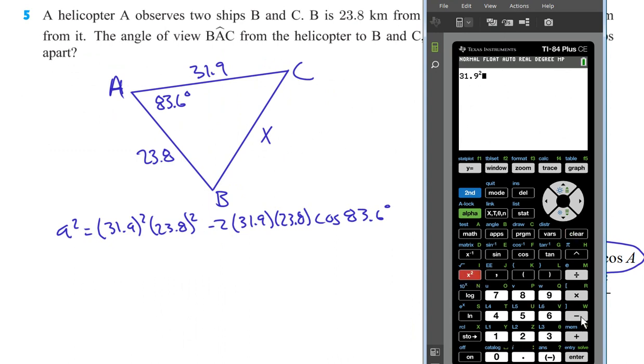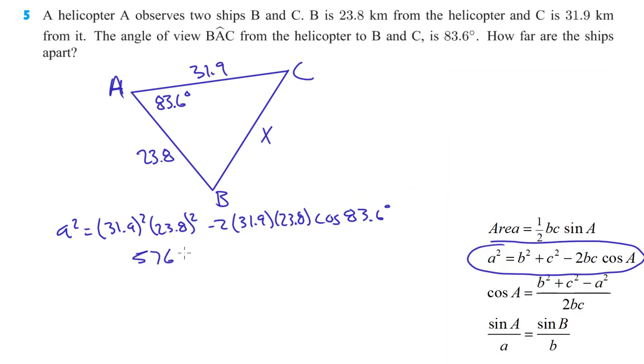So we've got 31.9 squared times 23.8 squared minus 2 times 31.9 times 23.8, and then we got cosine 83.6. Whew, that's a lot. Wow, that's a big number. 576,245 is about what A squared equals.